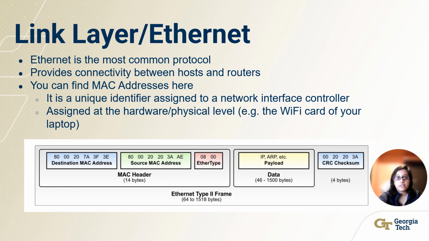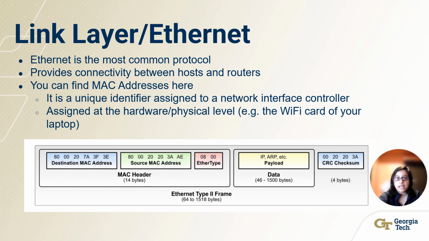Each network interface controller, be it the Ethernet port on your computer or a Wi-Fi card on your laptop, is assigned a unique MAC address. Now let's look at the Ethernet type 2 frame. It starts with the MAC header. This header is 14 bytes long and contains vital information. It includes the destination MAC address, where the frame is headed, and the source MAC address, where it's coming from, and the ether type, indicating the protocol being used.